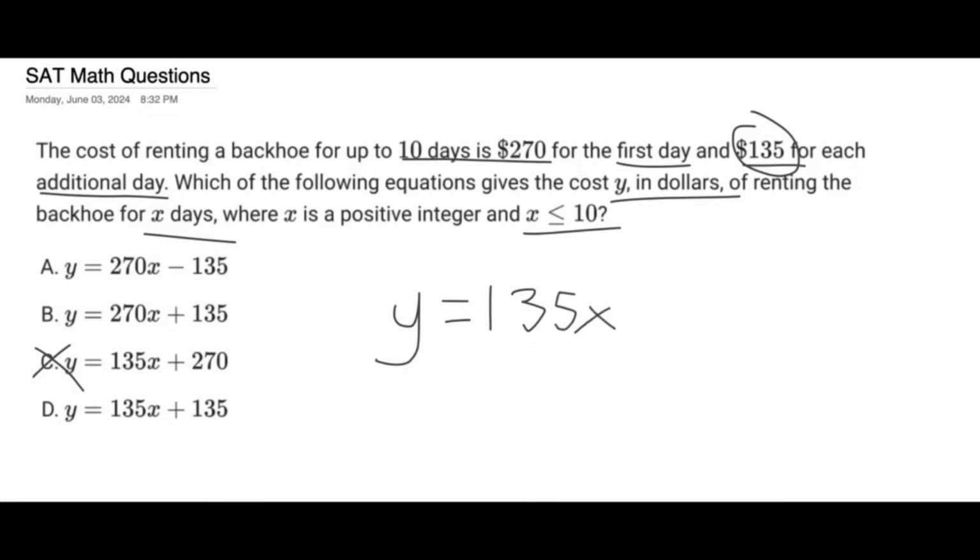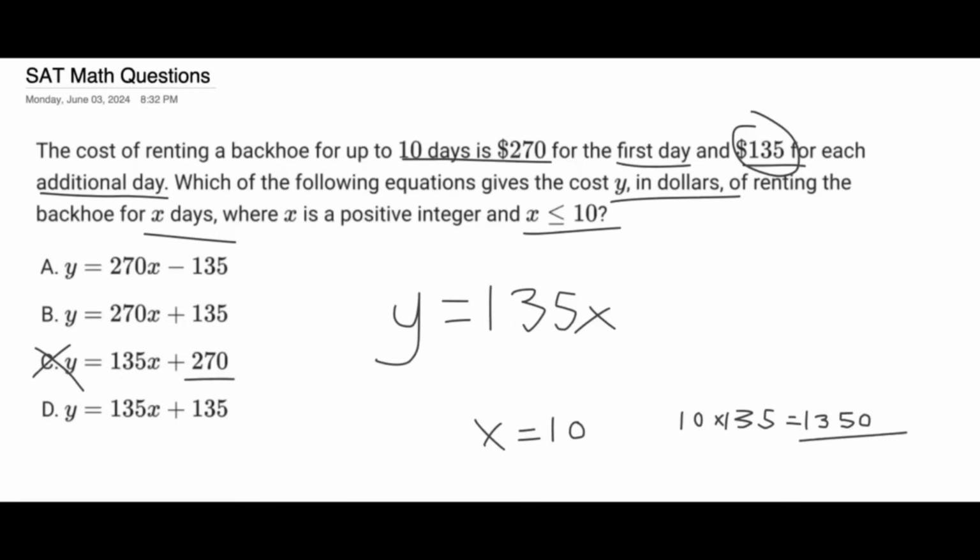But now we need to find the y-intercept. And we already said the y-intercept is not $270. To help you visualize this, let's say x was 10, so it'd be 10 days. So what we get is 10 times 135, which would give us 1,350. All right, so that's a very large number.